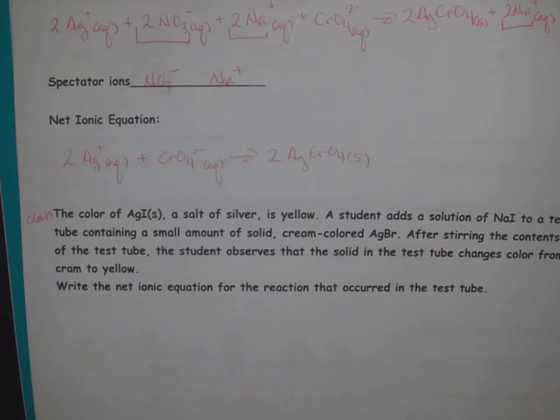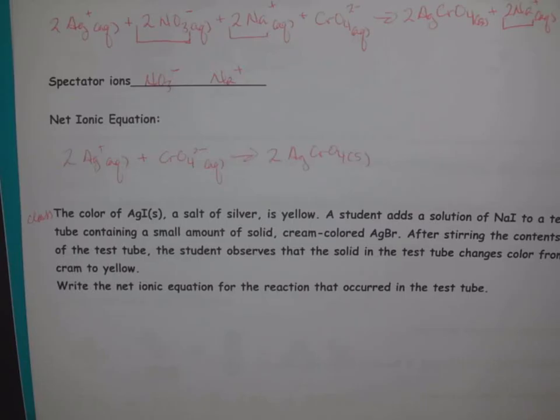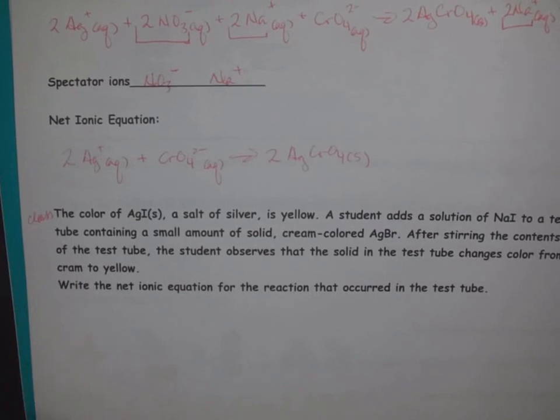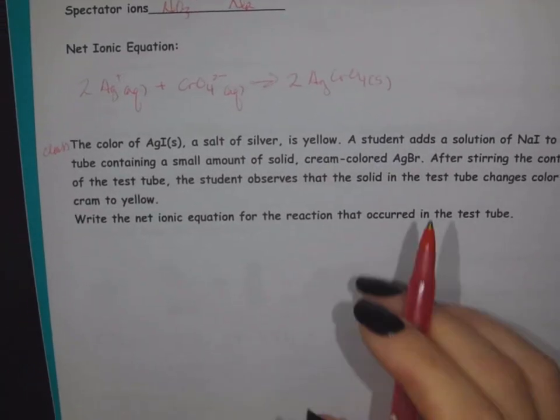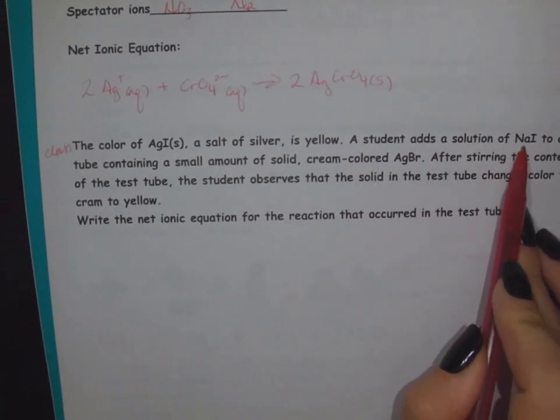A student adds a solution of sodium iodide to a test tube containing a small amount of solid cream-colored silver bromide. After stirring the contents of the test tube, the student observes that the solid in the test tube changed color from cream to yellow. So a student adds a solution.